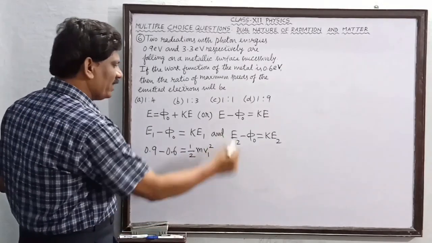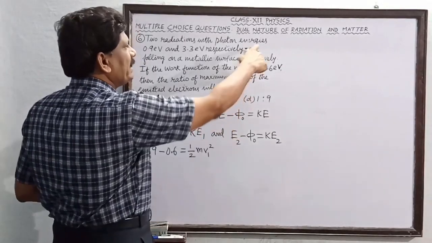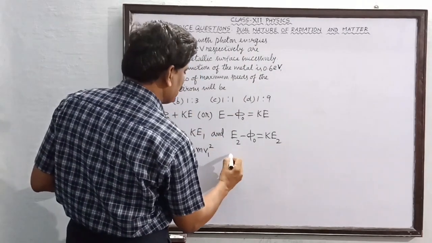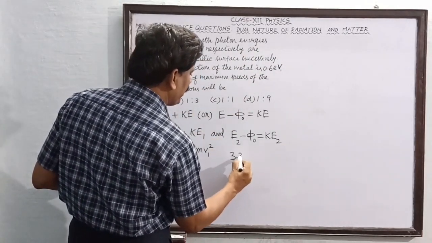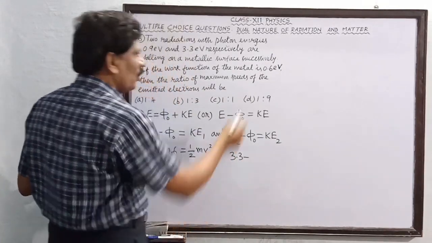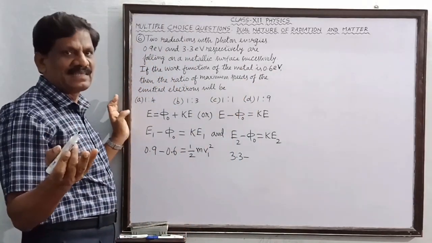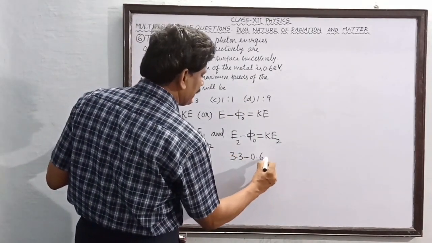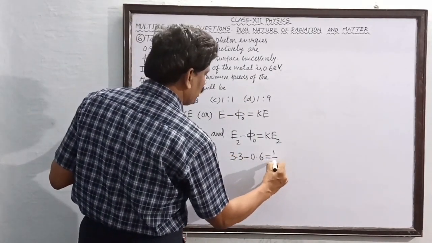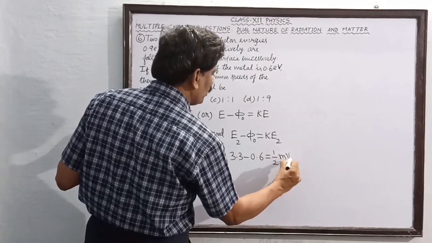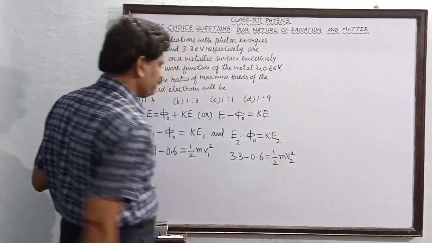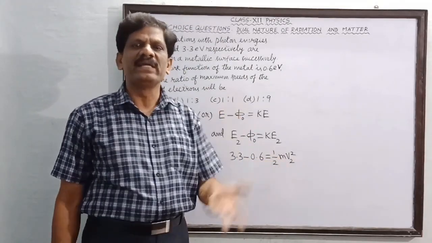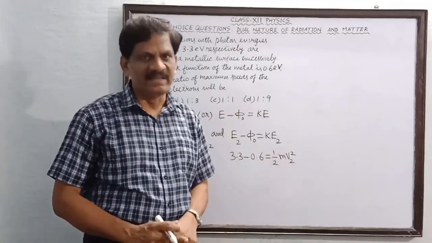Okay. Similar equation I am going to write here. The incident energy of the second photon is 3.3. So this is 3.3 minus the work function, which is the same because the metal surface is the same, is it not? So minus 0.6. And this is equal to half m v2 square. Here also the mass of the electron will be the same. Only the velocity, or the speed, of the electron will be different.